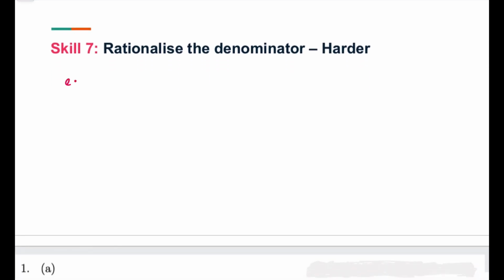In the harder one, suppose we have 7 minus root 3 over 7 plus root 3. So let's start with a common question. Usually you get these types of questions. Now here, make sure you do not multiply only the surd. A very common mistake students make is just multiplying with that surd. No, you do not multiply with the surd. You multiply with the conjugate.